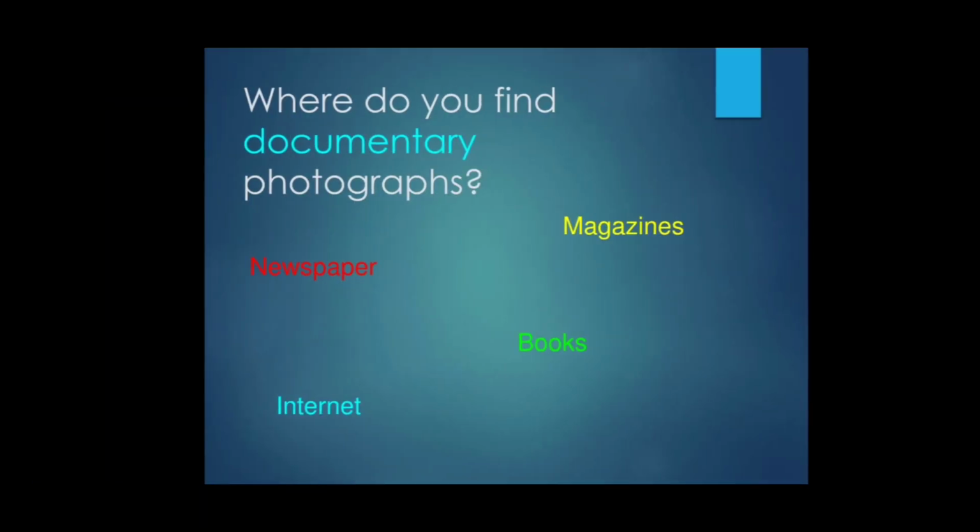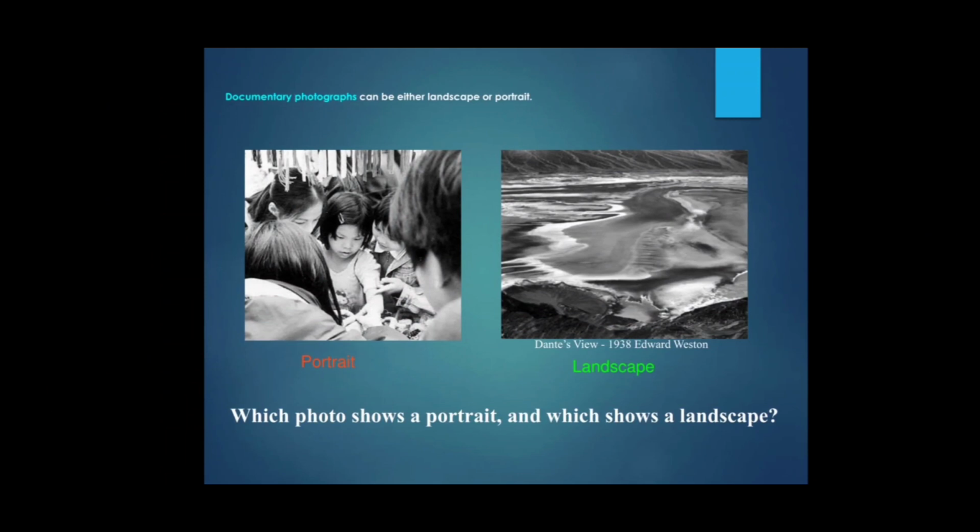And where do you find documentary photographs? For example, newspapers, magazines, books, and the internet. Documentary photographs can be either landscapes or portraits. Left one is a portrait example, right one is a landscape example. Which photo shows a portrait and which shows a landscape?